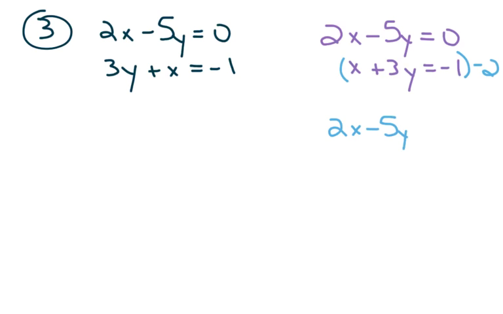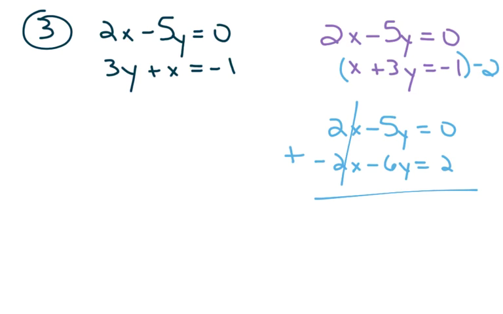The reason I'm going to do that is because now I'm going to get negative 2x minus 6y is equal to 2. Look what happens when I add the first equation that I didn't do anything to and the second equation. I get negative 11y is equal to 2, so y is equal to negative 2 over 11. I know you probably don't like fractions, but that's okay. We can still do this problem.